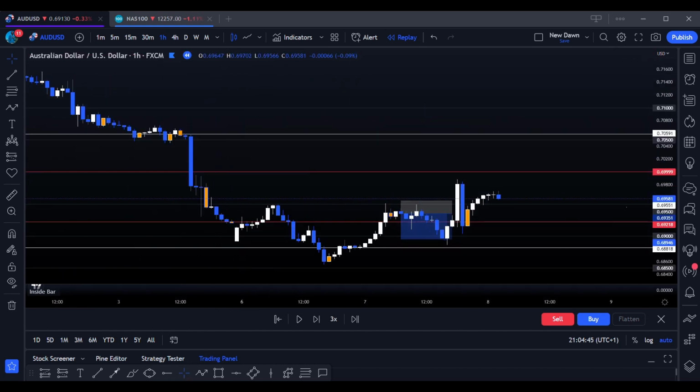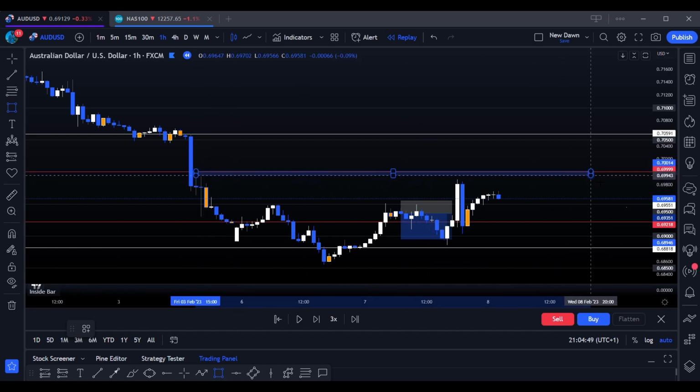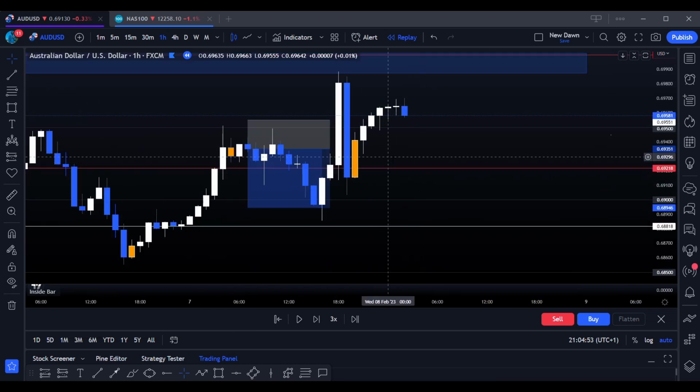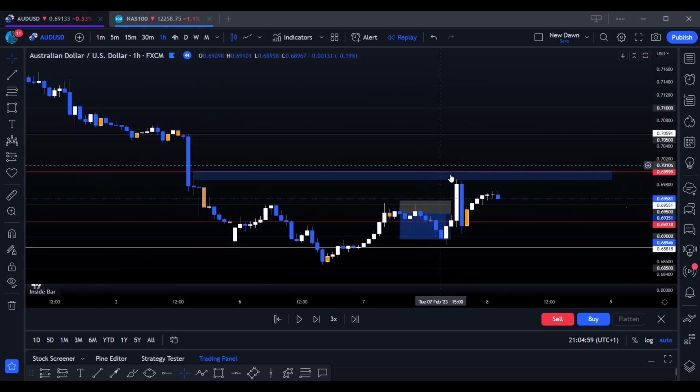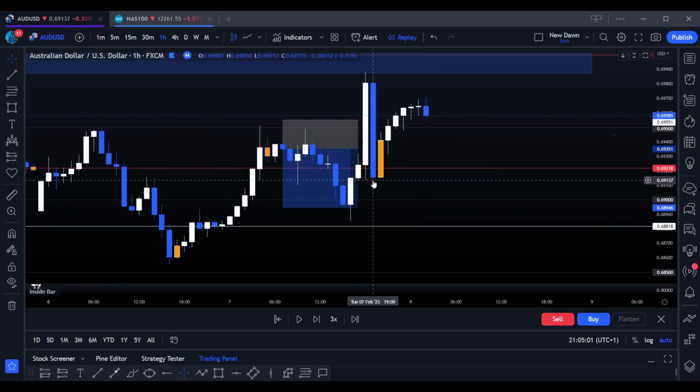First of all, price is still playing out within this zone here. Now we've seen a very nice engulfing candle. We've seen a nice high here, lower high. What am I expecting to do?